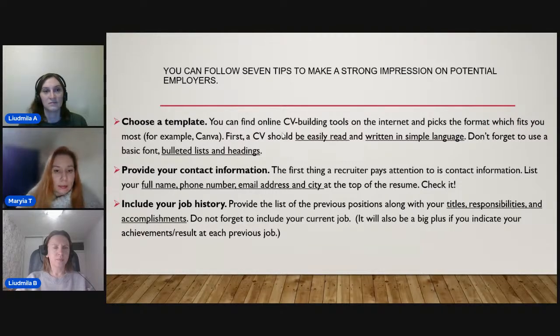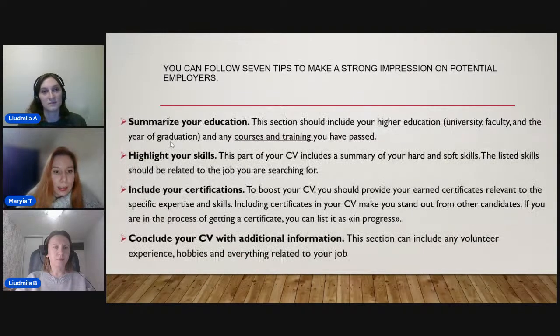Okay, let me switch to the next slide. Then we move to education. Nothing special also, you just need to enter your university, faculty, the year of graduation, and also if you have some completed courses, you may add them here.